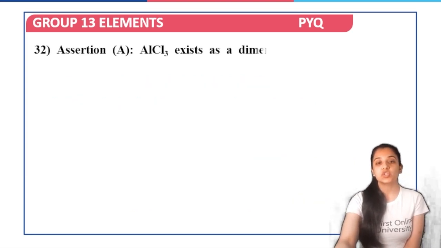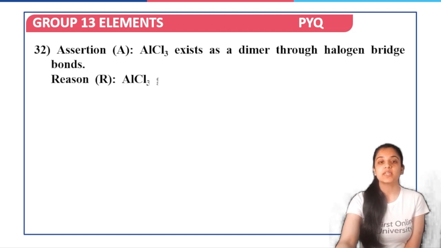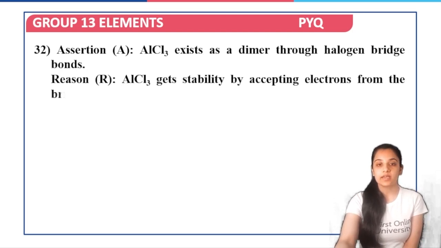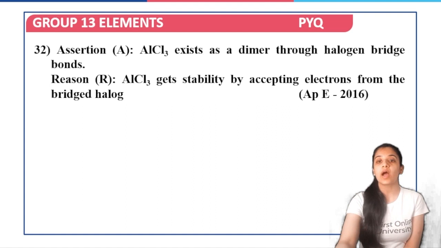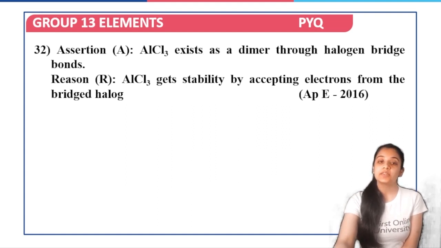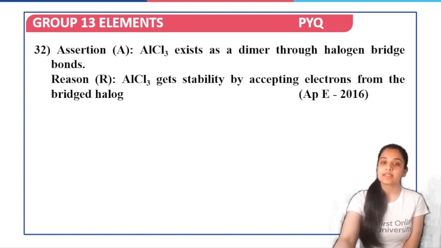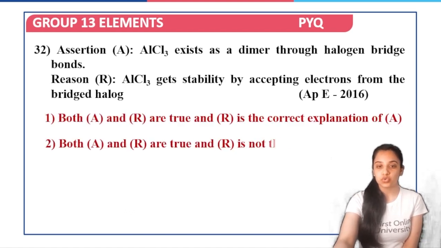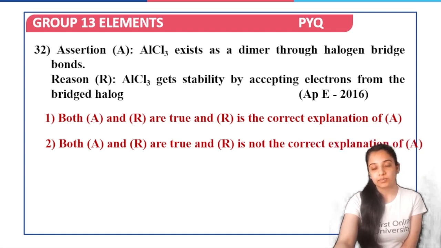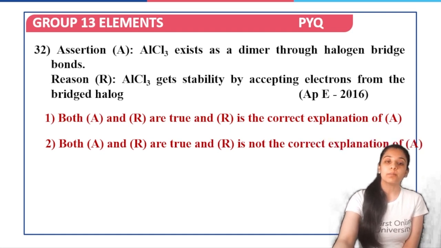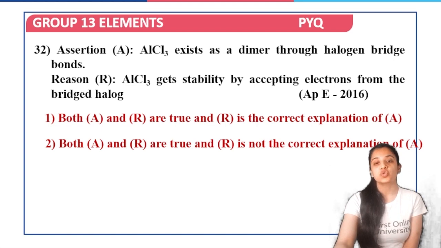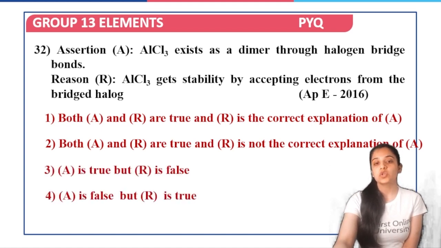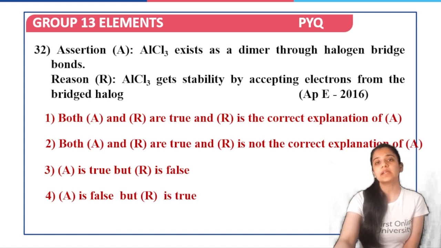Next question is an assertion reasoning question. Assertion is aluminium chloride exists as a dimer through halogen bridge bonds. The reason is that AlCl3 gets its stability by accepting electrons from the bridged halogen. So you have to tell whether both are true and R is the correct explanation of A, or both A and R are true and R is not the correct explanation of A, A is true but R is false, or A is false but R is true.